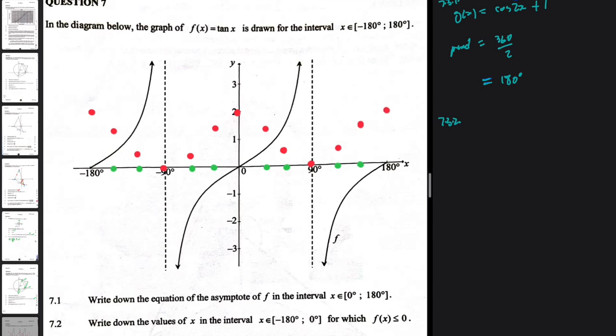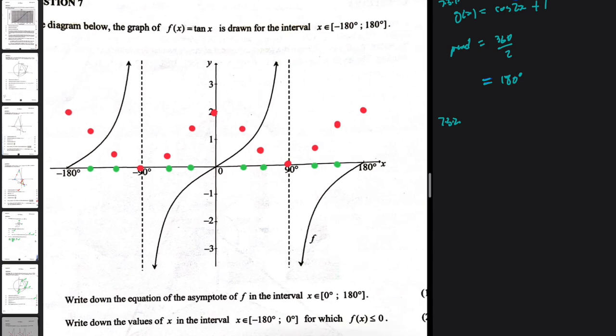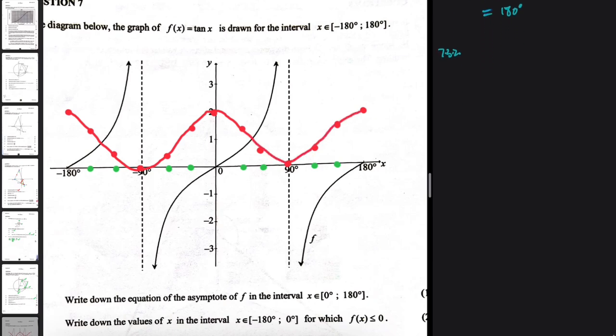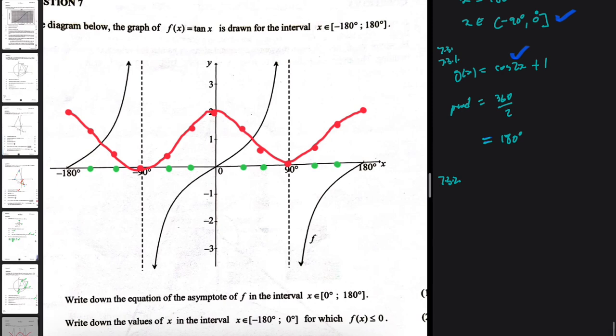180, I get 2. So let me join these points. Let me just use a faint line. So you should have something like this. We can clearly see that the period is 180 here because we have 2 cycles over 360.